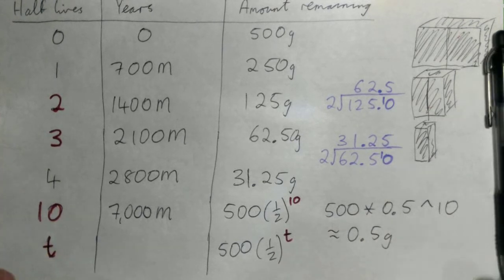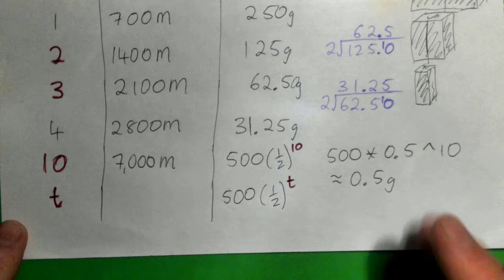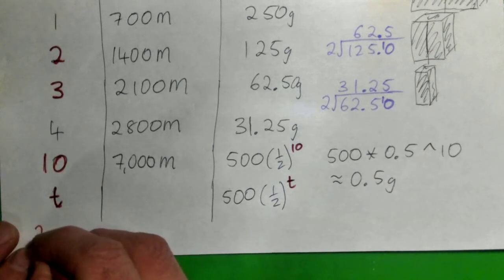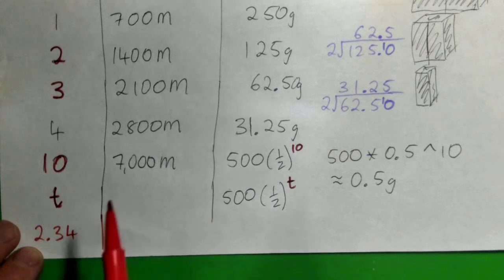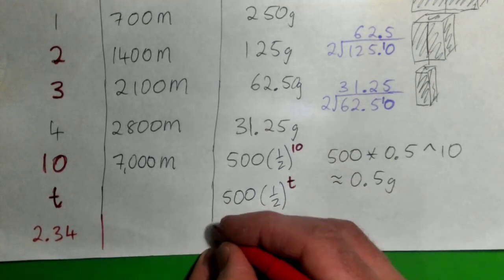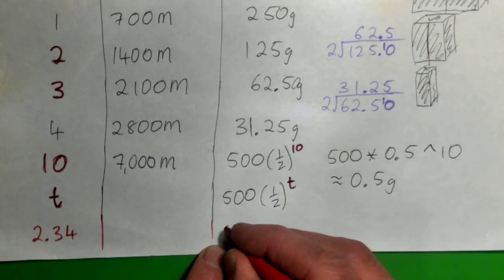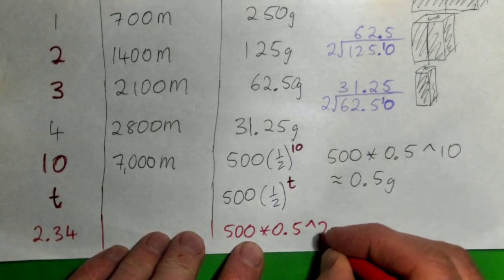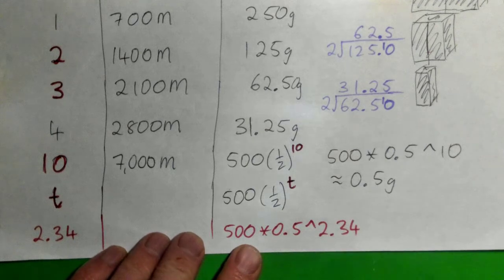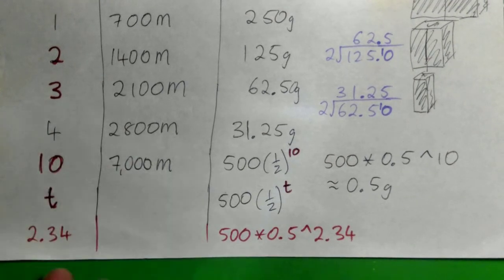However, that T, by the way, could be a decimal. It could be like 2.34 half-lives. In which case, you would calculate 500 times 0.5 to the power of 2.34. You know what I mean? So it doesn't have to be a whole number. It could be a decimal. But yeah, that's the formula. Good job.